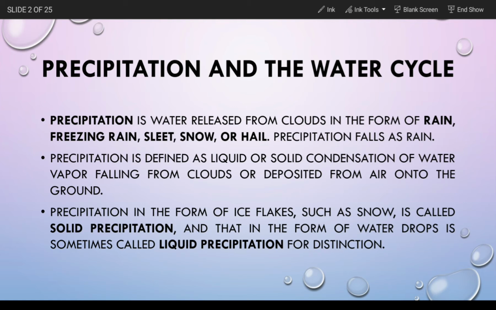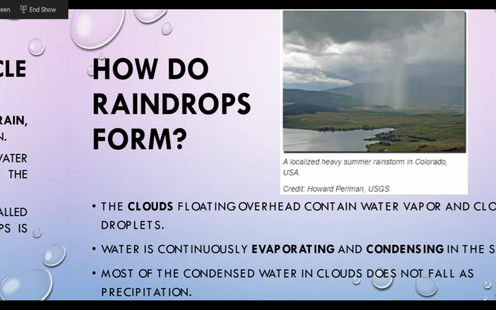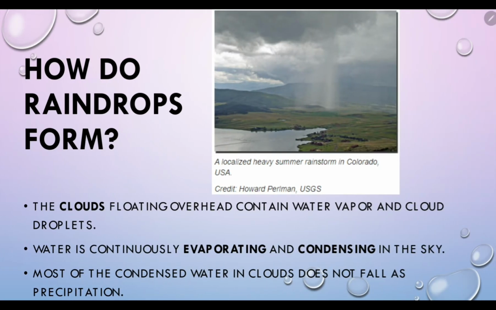Precipitation in the form of ice flakes, such as snow, is called solid precipitation, and that in the form of water drops is sometimes called liquid precipitation. How do raindrops form? The clouds floating overhead contain water vapor and cloud droplets, which are small drops of condensed water. These droplets are way too small to fall as precipitation, but they are large enough to form visible clouds.